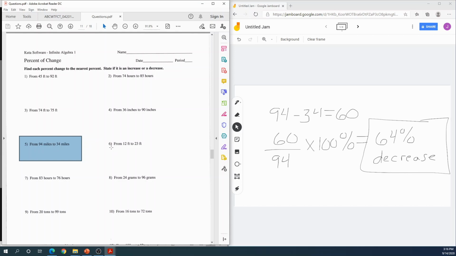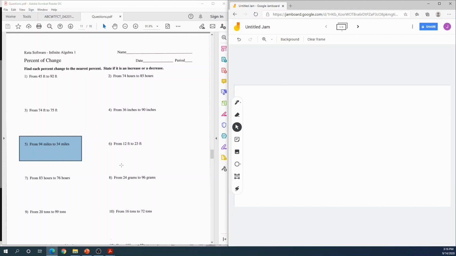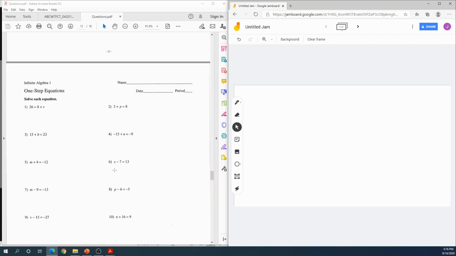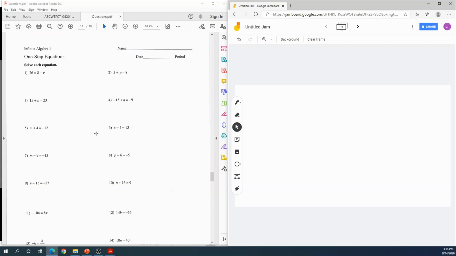So those are pretty straightforward. Let's jump on down into our next section here. So next one is one-step equations, and we're going to solve for each equation. So let's take a look at number 1.